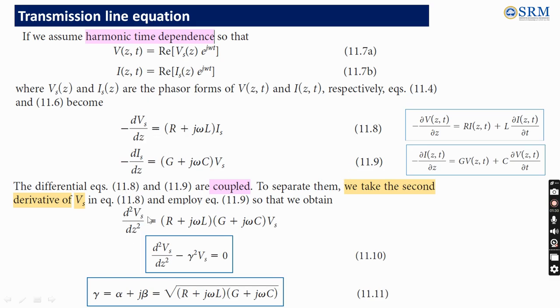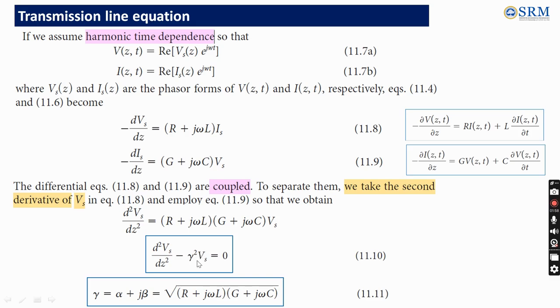So d square Vs by dz square is equal to R plus j omega L into dIs by dz. Instead of that, we are going to substitute this particular term, G plus j omega C into Vs. Already a negative sign is there, one more negative comes, so the entire equation is positive. So d square Vs by dz square, taking this entire term to the left hand side, minus gamma square Vs is equal to 0.